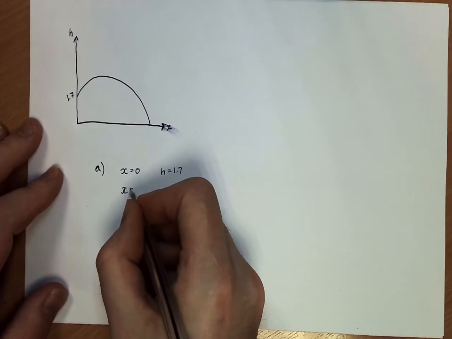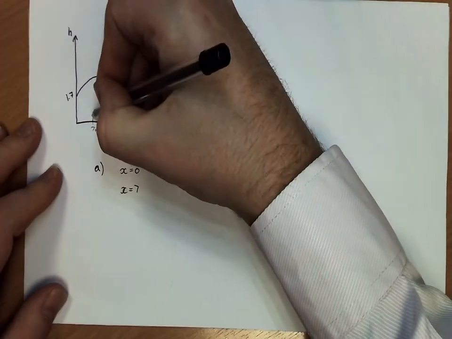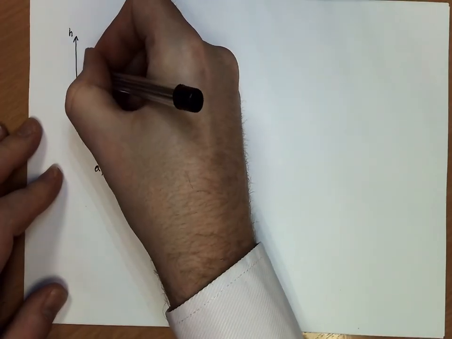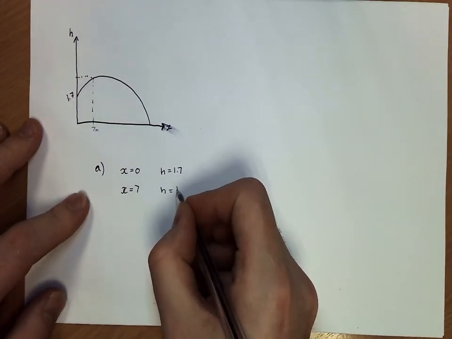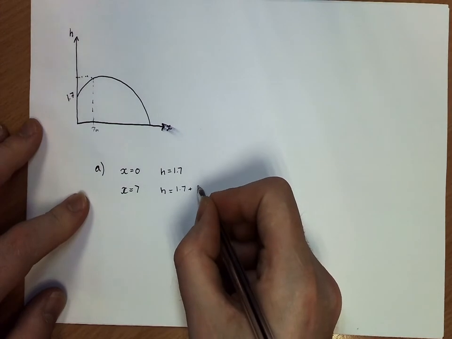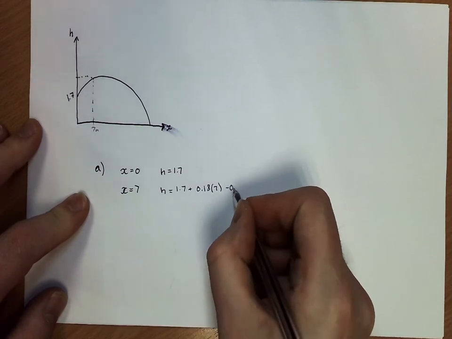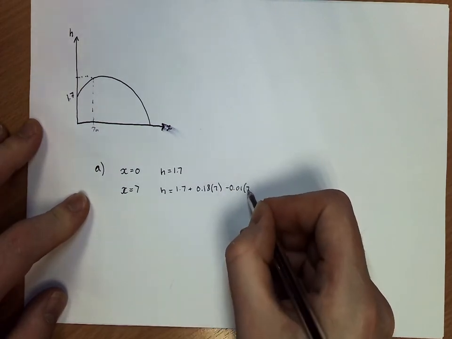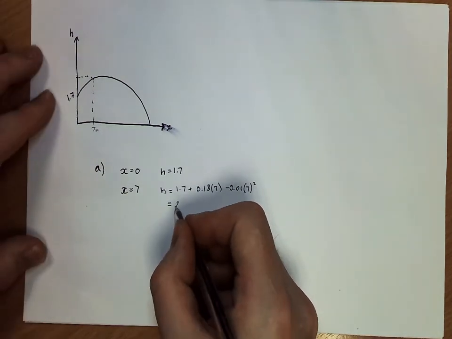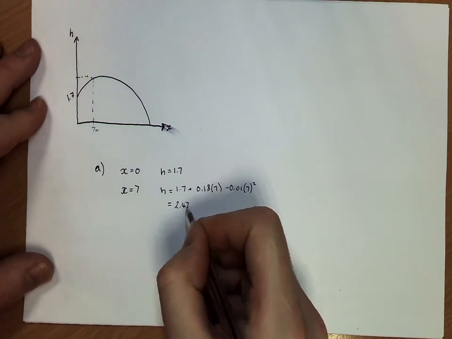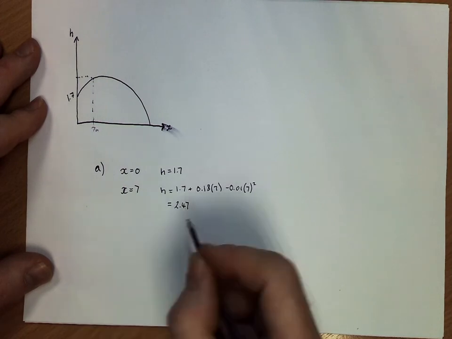When X equals 7 meters, so when it's gone 7 meters along, its height is the Y value. So all we need to do is substitute in to the equation. So H equals 1.7 plus 0.18 lots of 7 minus 0.017 squared. If you type this into your calculator, you're going to get 2.47. So that's A and AI both done.